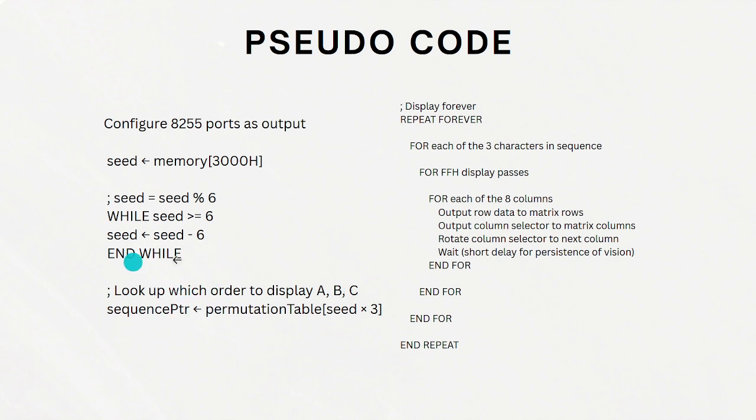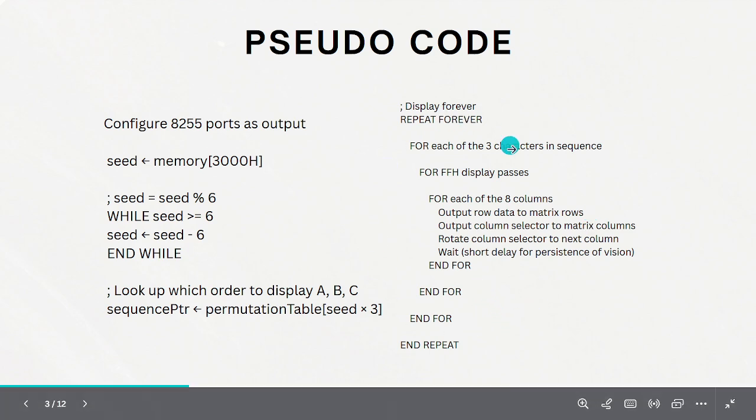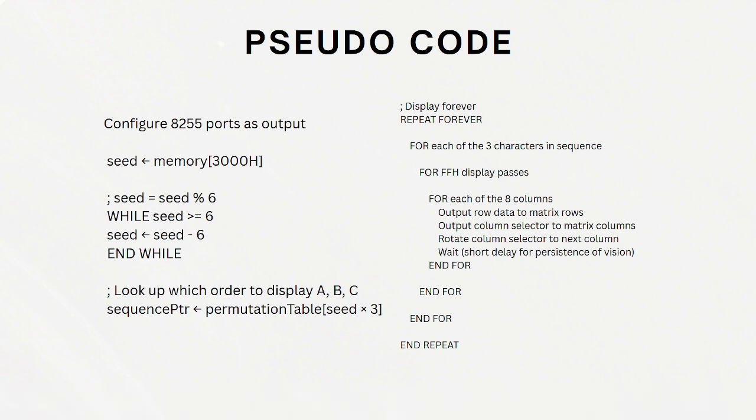So now that we have a unique sequence, we can use that sequence to display using a bunch of for loops. Now this for loop is to iterate through all the columns of the LED matrix, and also to introduce some short delays for persistence of vision.